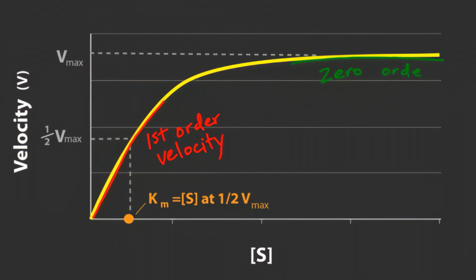We call this zero-order velocity or zero-order kinetics because the velocity is completely independent of the substrate concentration. It doesn't matter if you've got 1,000 particles of the substrate or 1,000,000 particles. If there are only enough enzyme binding sites for 100 particles, the velocity of the reaction is going to be the same. And we call this maximum reaction velocity Vmax. That's the maximum velocity that the reaction can achieve.